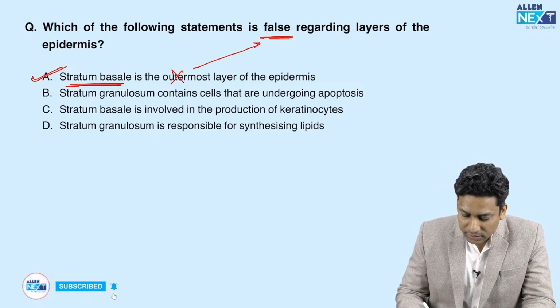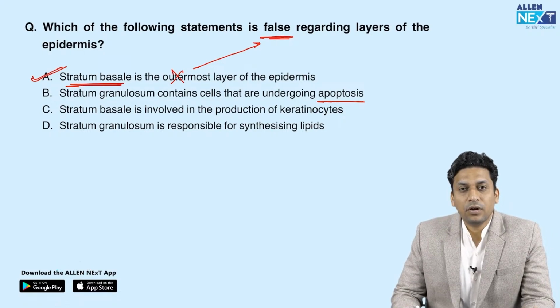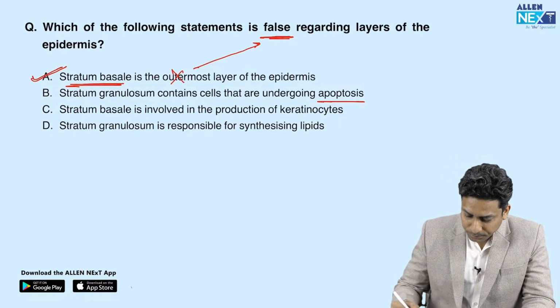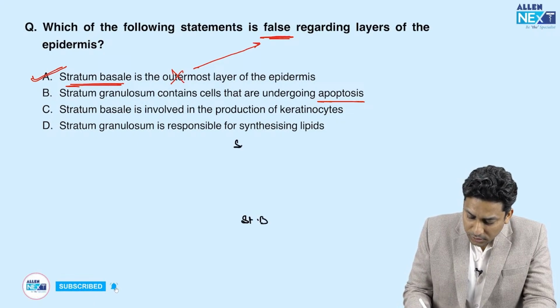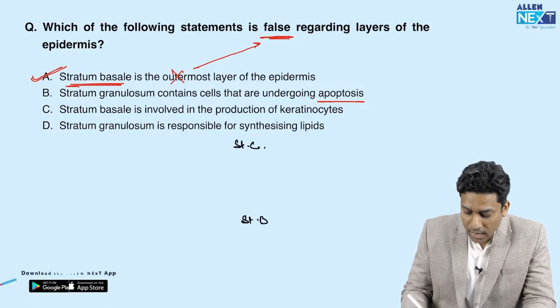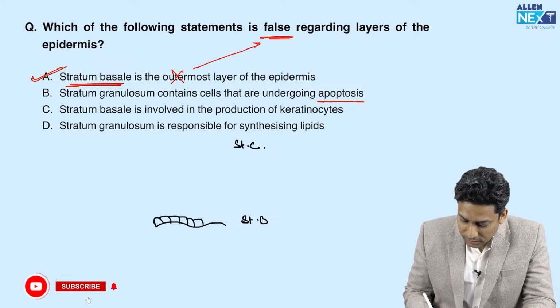Stratum granulosum contains cells that are undergoing apoptosis. So if you recall, I told you that the lowermost layer is stratum basale and the uppermost layer is stratum corneum. And the cells which are present here, let us consider that these are the keratinocytes which are present here in the stratum basale.